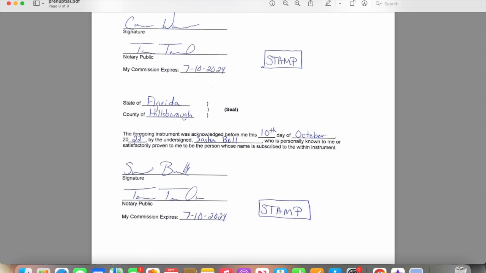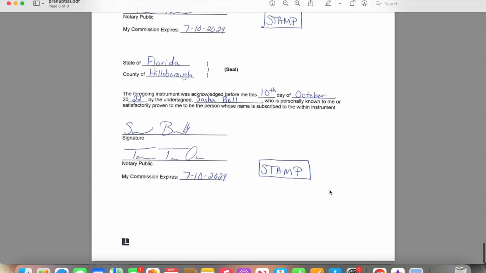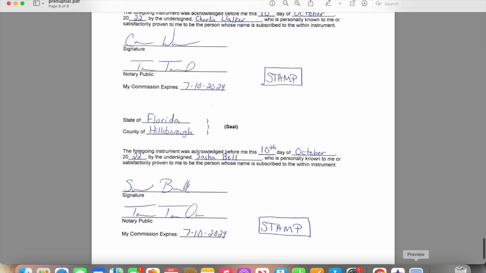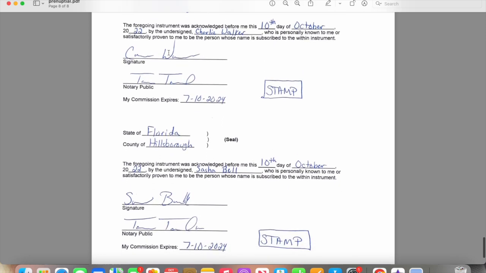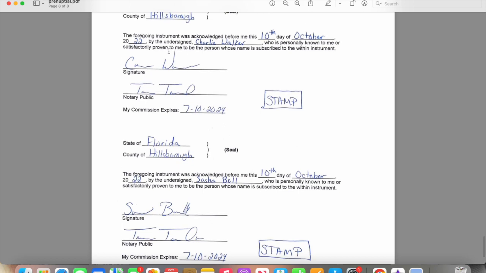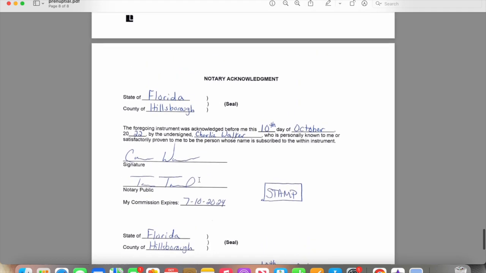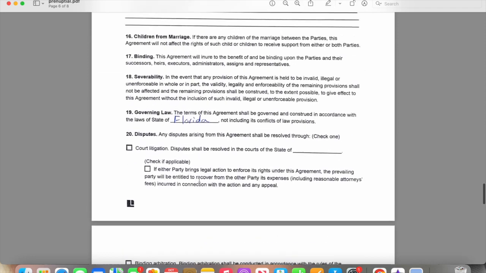You're going to come down further. Once again, Florida, Hillsborough, so state and county. You're going to go ahead and put the date again. And that second person's name will go here, printed. That person will go ahead and sign. You as the notary would sign, add your commission expiration date, and then you would stamp again. So remember, one stamp is not sufficient. You need to stamp both spots in both of them. Whenever you see more than one, it's requiring more than one stamp and more than one person's name. Okay? And basically, this is the end of this document.